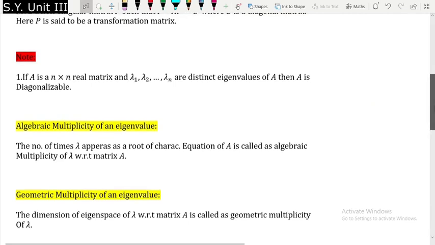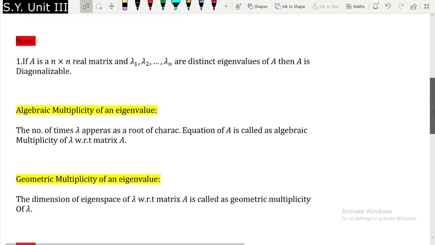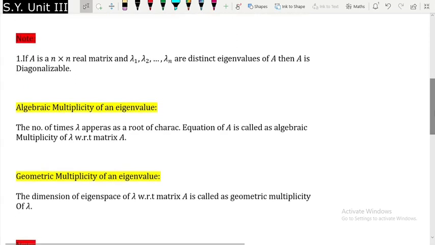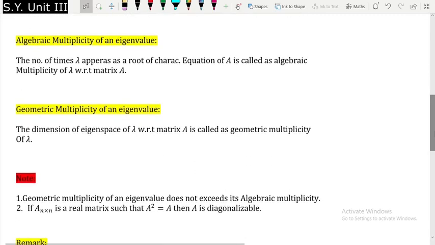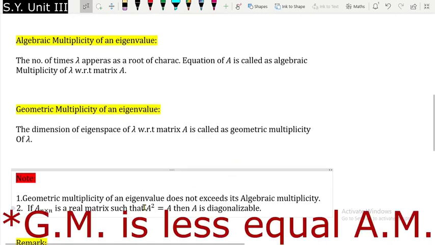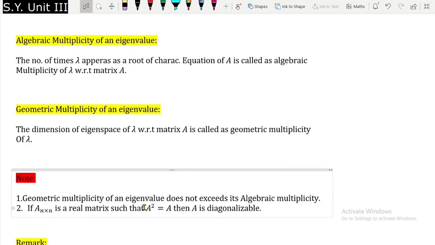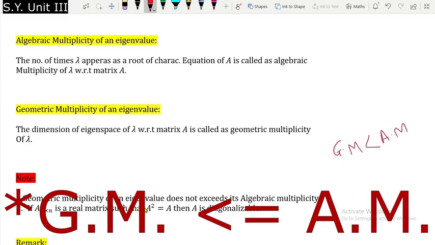Keep in mind that I am assuming the definitions of algebraic multiplicity and geometric multiplicity are clear now. So now we will move to the next one. There is one important note: the geometric multiplicity is always less than or equal to the algebraic multiplicity. Therefore we say that the geometric multiplicity of an eigenvalue does not exceed the algebraic multiplicity. In this way you can remember GM is always less than AM.